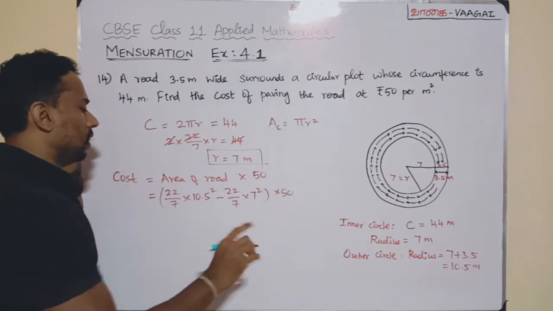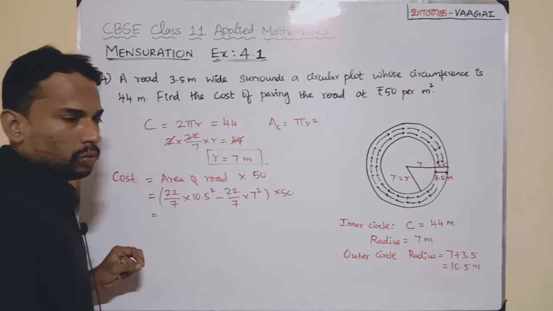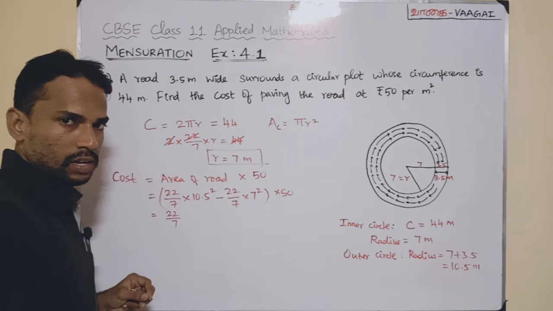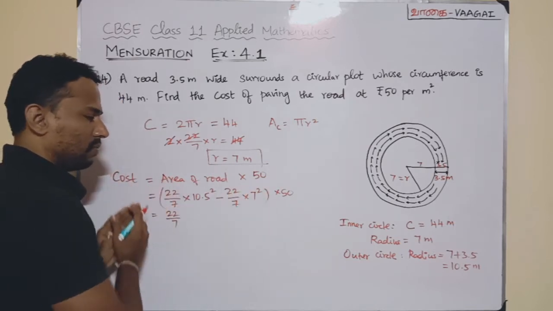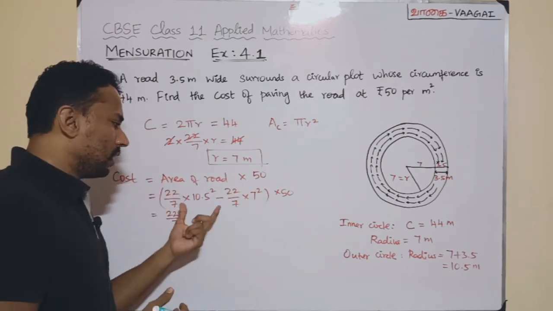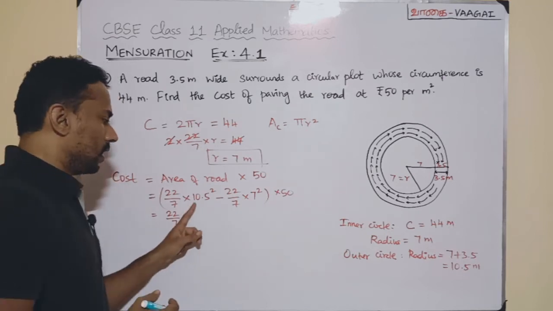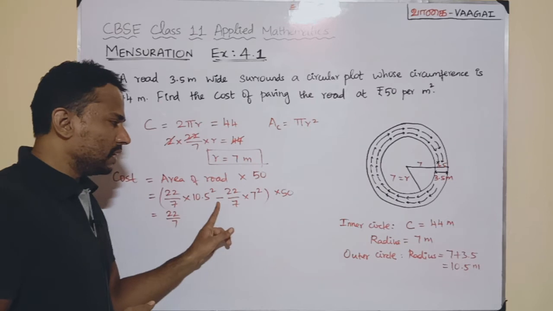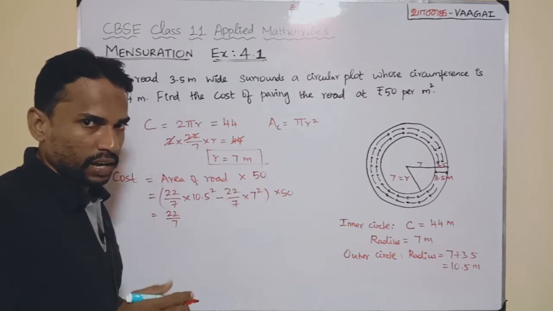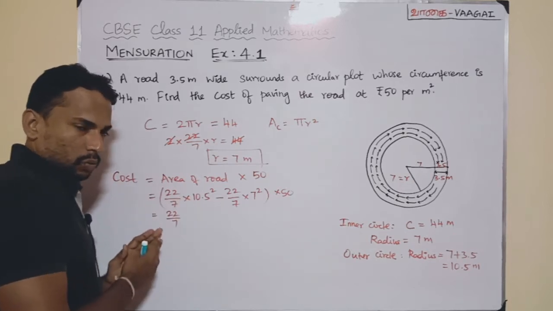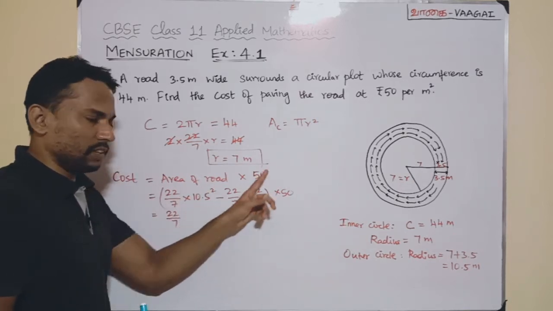Now listen very carefully to what I am going to do next. I am going to write this as 22 by 7, taking 22 by 7 as a common factor outside. Now once I do that, just look carefully at what I will have inside: 10.5 square minus 7 square. Is it or not? That's what I will be having, right? So I repeat: once I take 22 by 7 outside, I will have 10.5 square minus 7 square.